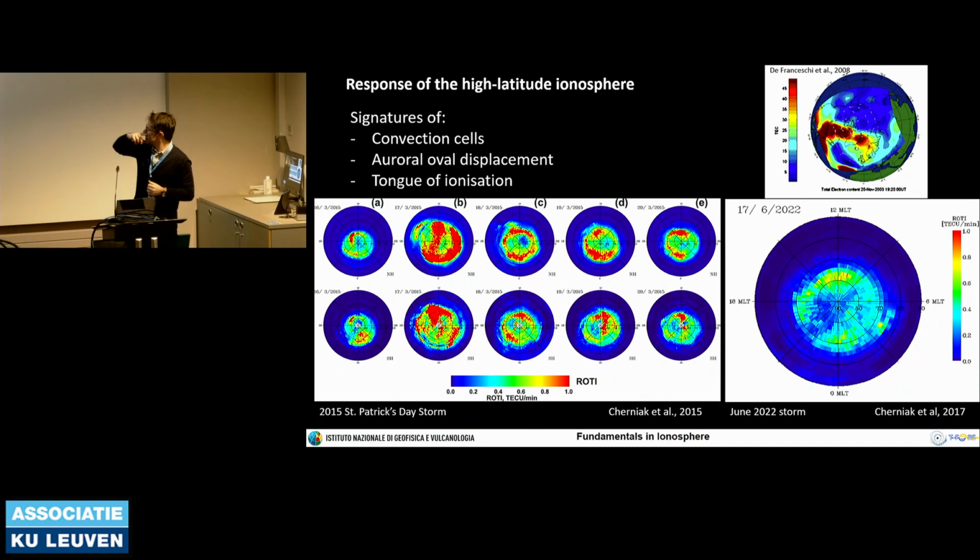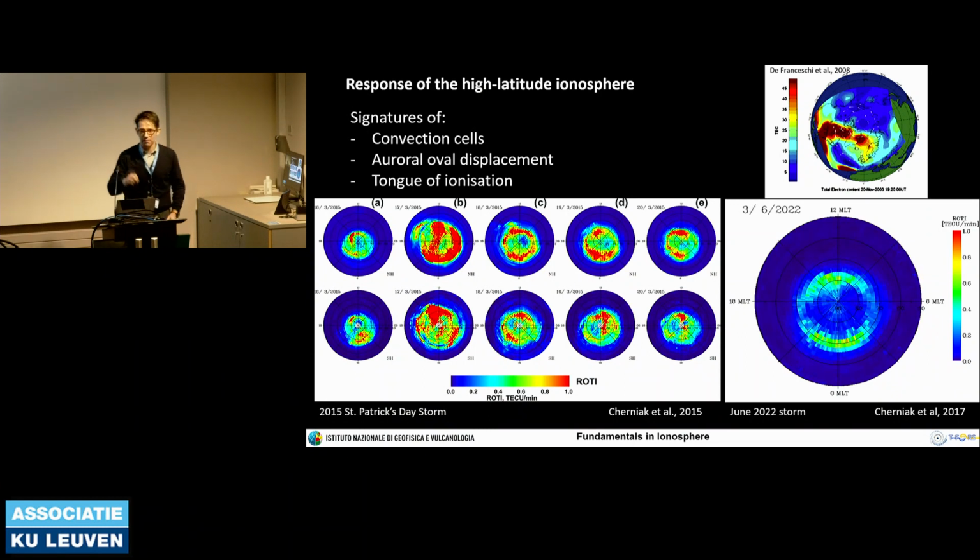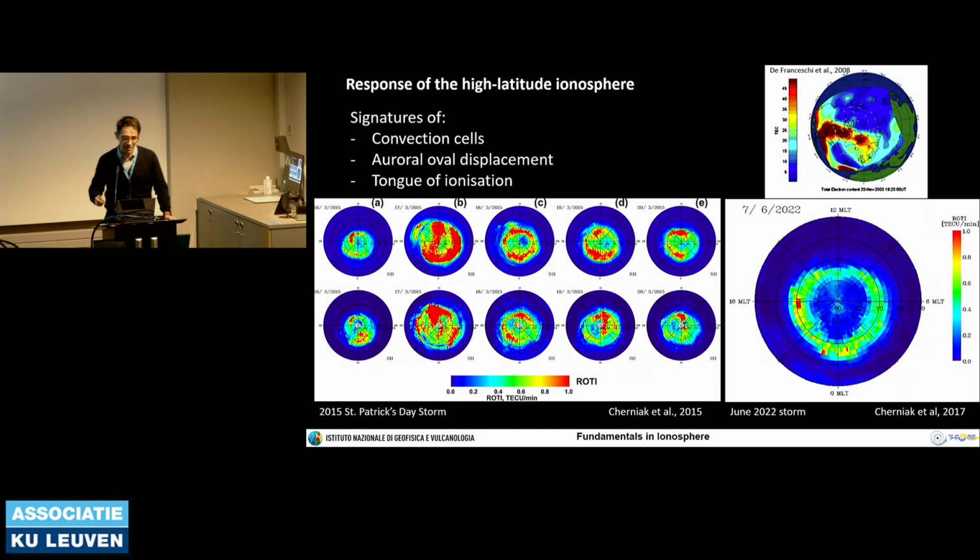These are the examples of two storms. So again, the 2015 St. Patrick's Day storm and the 2002 storm, and this is the Halloween storm, depicting various stages of this storm, again in terms of this Rothe index, that are here just to demonstrate the highly dynamic environment, especially at high latitude, you may experience if you want to study the formation of irregularities as a response to the geospace forcing.